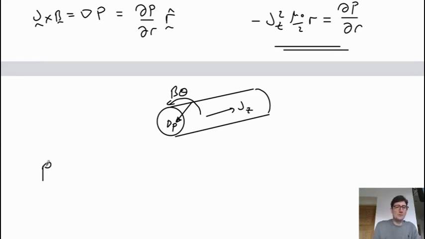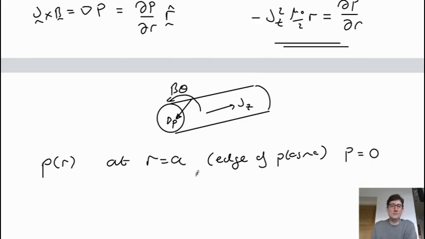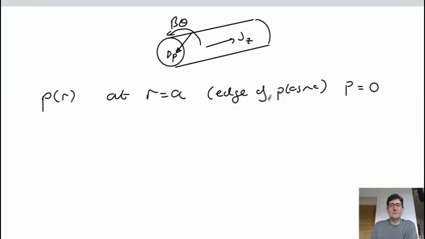So if you have pressure, some function of radius, we know that at the edge of the plasma, so at R equals A, so we call A the edge of plasma, we know that P is equal to, for example, say P equal to 0. So we just arbitrarily choose some external pressure, so we might have a vacuum chamber, for example, so that the pressure is very close to 0. So at the edge of the plasma we have no pressure.